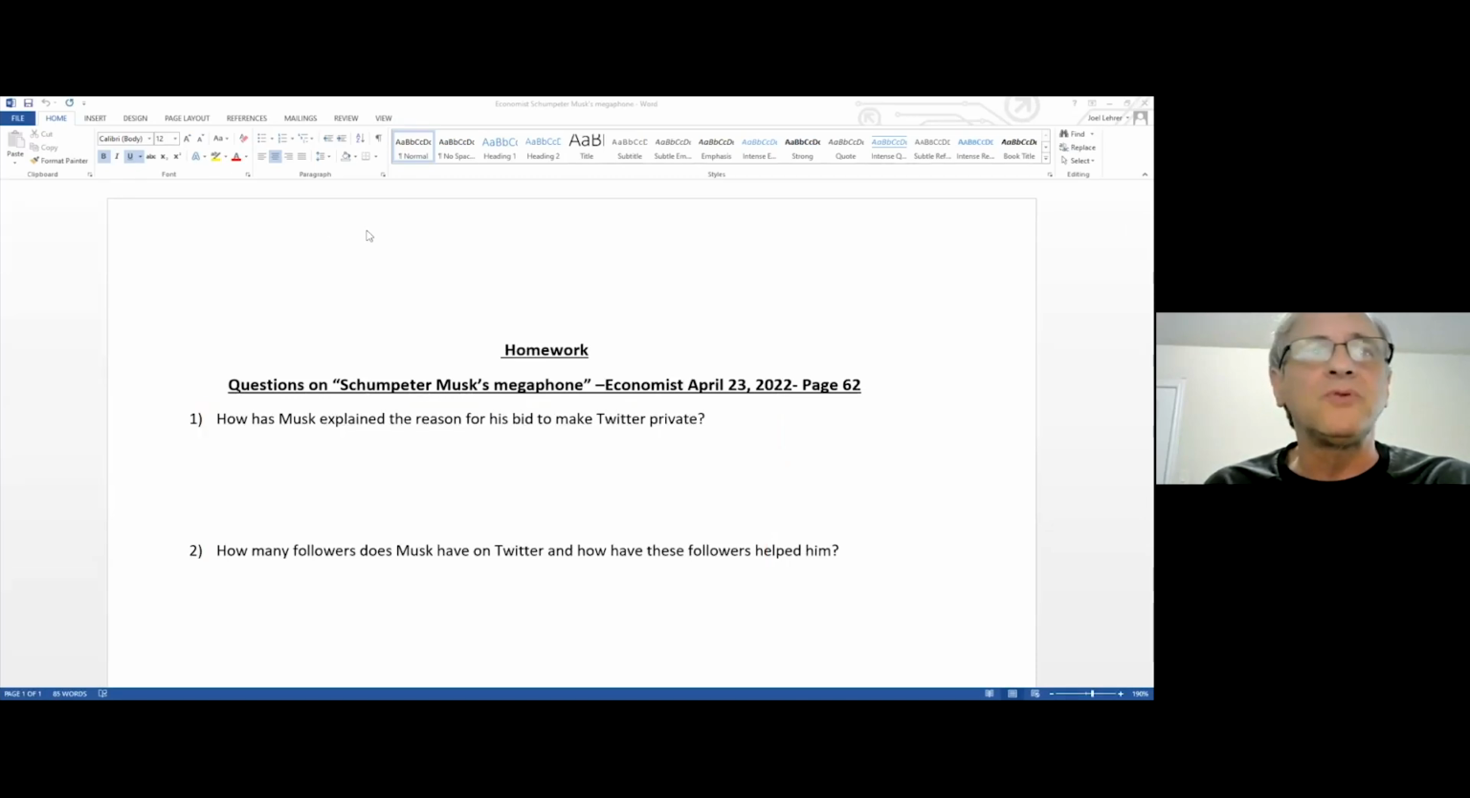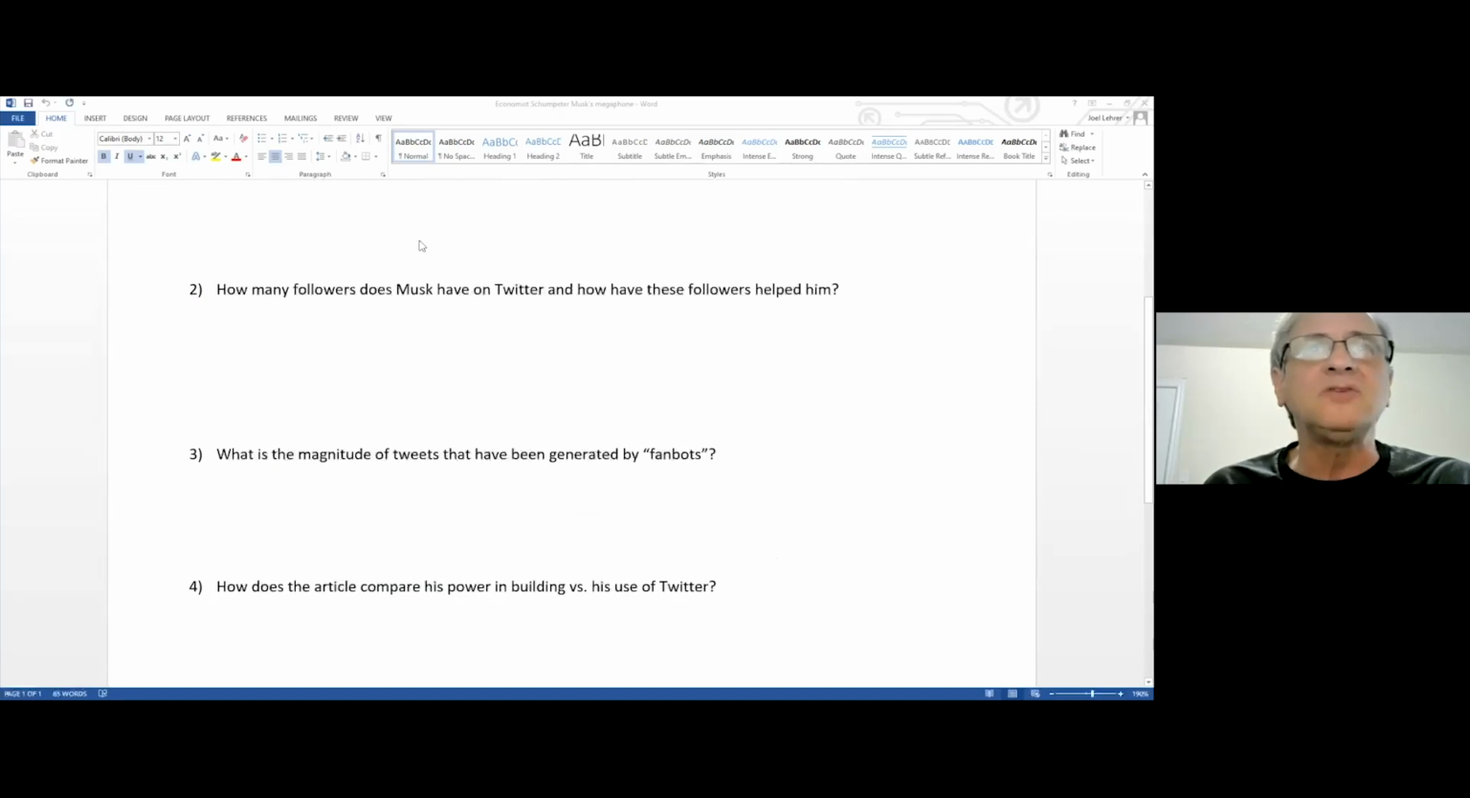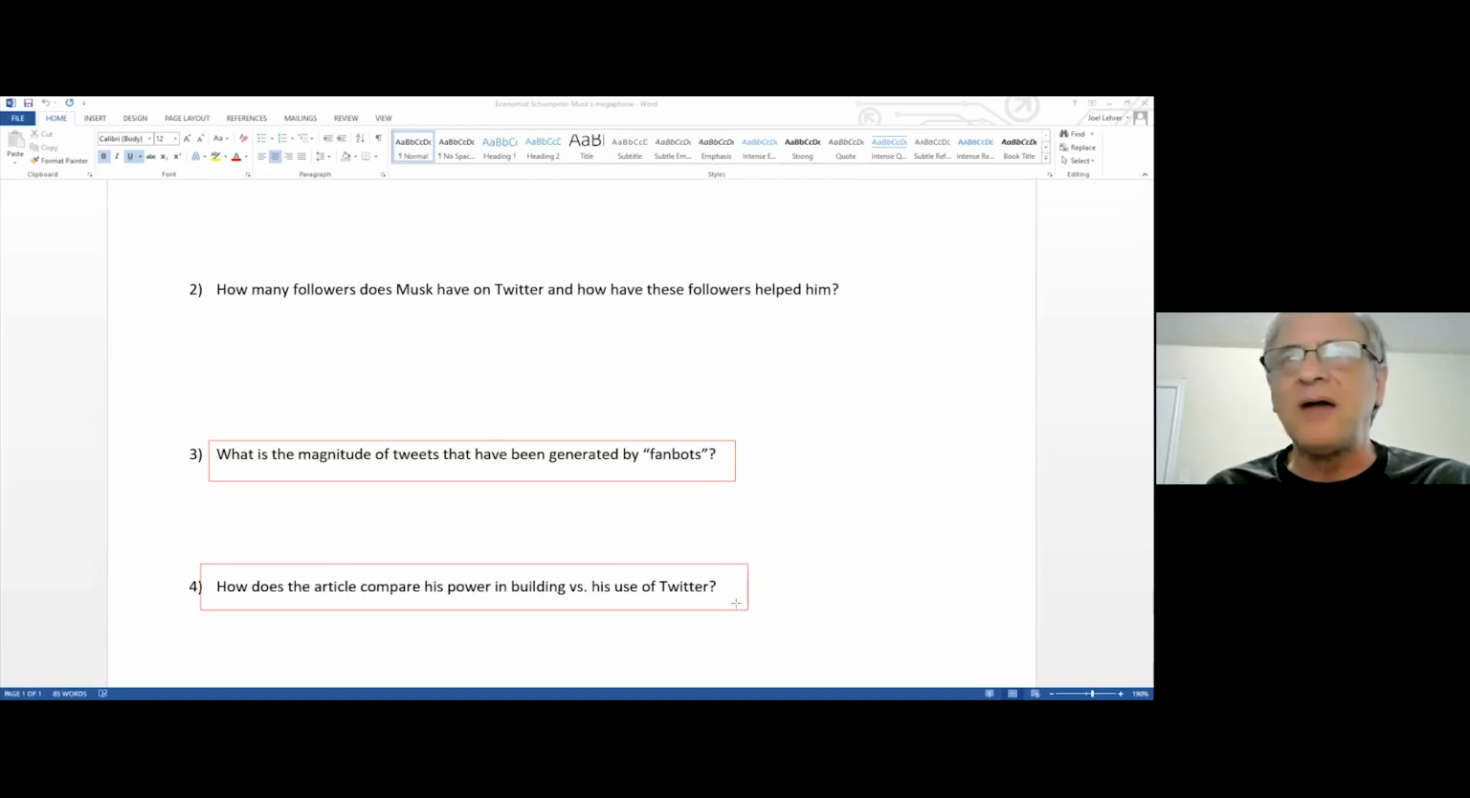Number 3, what is the magnitude of tweets that have been generated by fan bots? You may know what a fan bot is. We'll explain it. Number 4, how does the article compare his power in building versus his use of Twitter? This is an interesting comparison that we'll read about Elon Musk, how he builds powerful businesses, but he's very different in how he uses Twitter. The first 4 questions come right from the article.